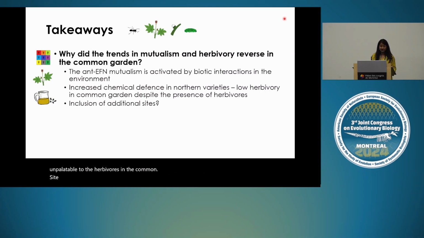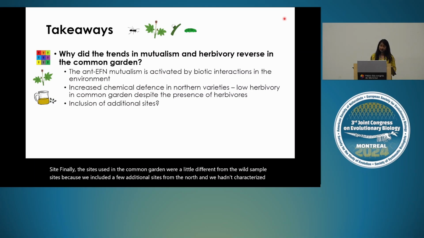Finally, the sites used in the common garden were a little different from the wild sample sites because we included a few additional sites from the north, and we hadn't characterized the mutualistic assemblage for these. So it might sort of be an artifact of that.